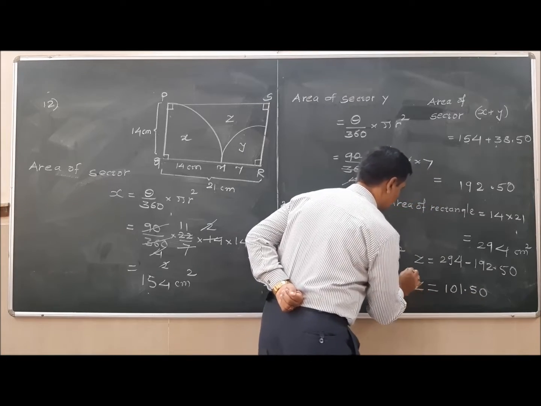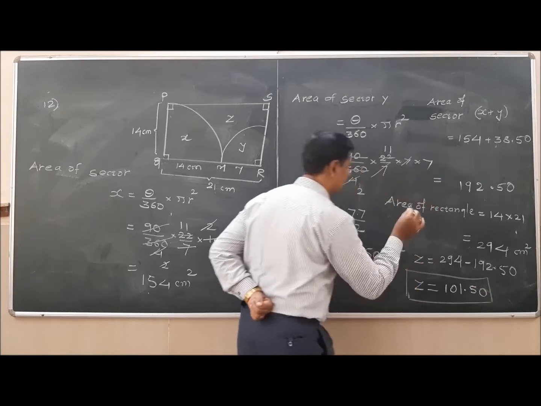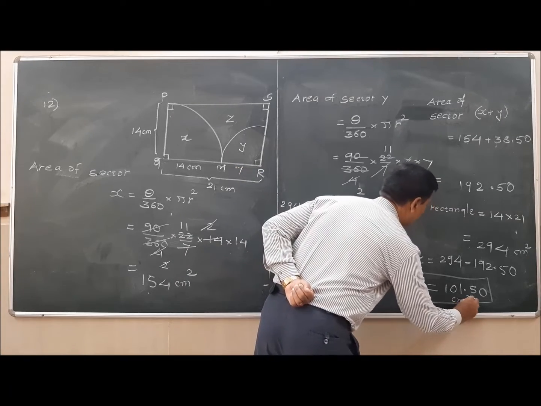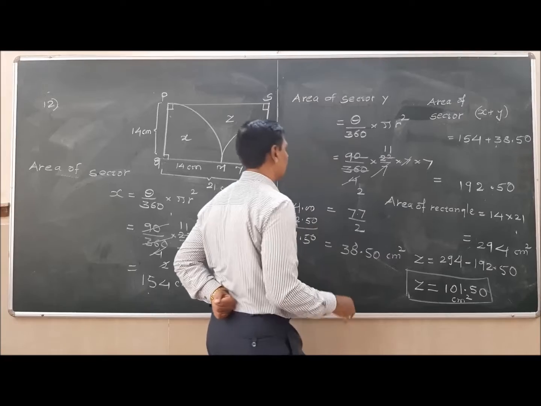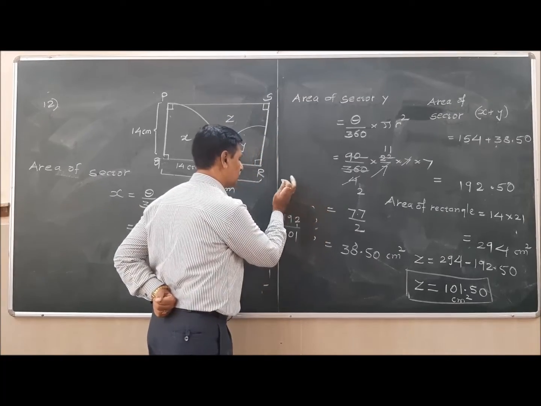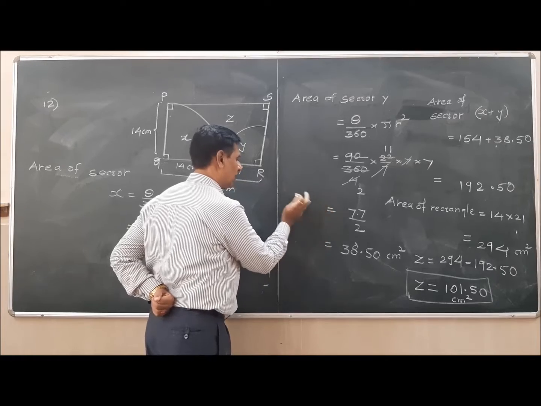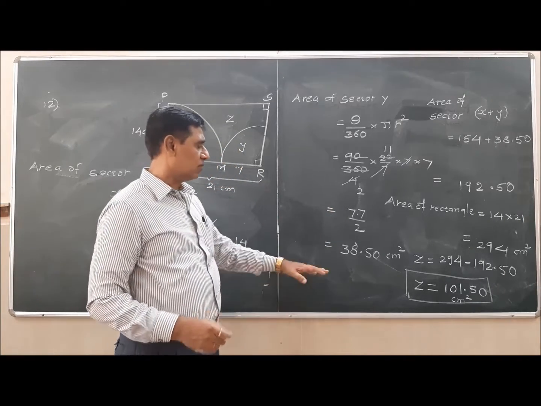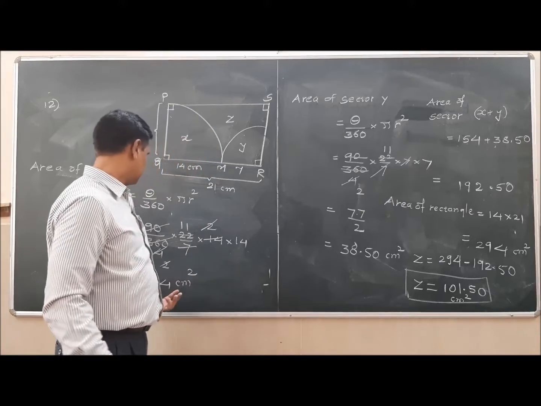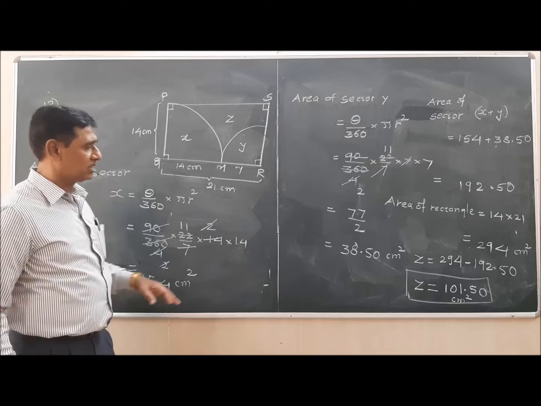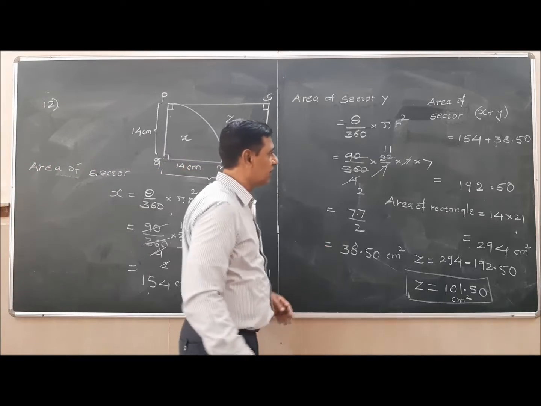So this is how, dear students, we obtain centimeter square. These all are centimeter square. Value of x is also centimeter square, value of y is also centimeter square, and value of z is also centimeter square. So this is how we will get the x as 154 centimeter square. Value of y we got it as 38.50 centimeter square.